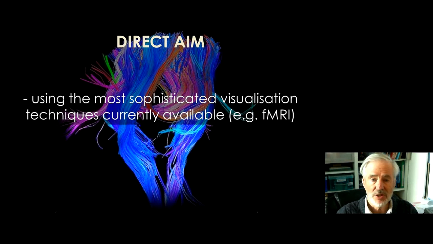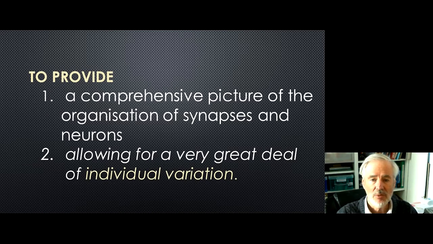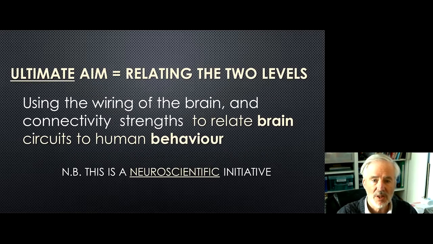The idea is to use the most sophisticated visualization techniques currently available, for example functional MRI amongst others, and the aim then is to capture the characteristics of the human species. Okay, we're talking about the modern human, and we're talking about a comprehensive picture of the organization of synapses and neurons, allowing for a very great deal of individual variation. No two brains, of course, are the same, even in twins.